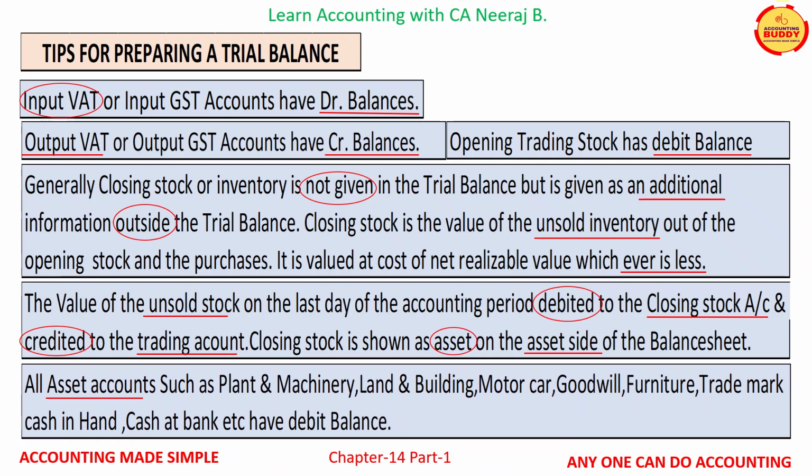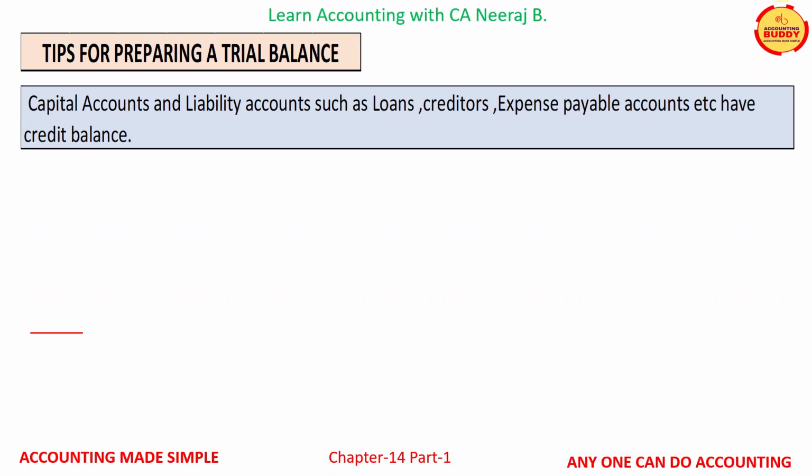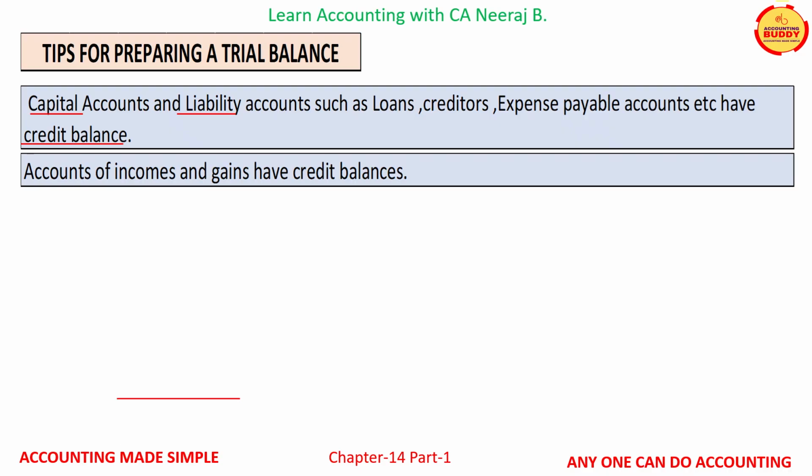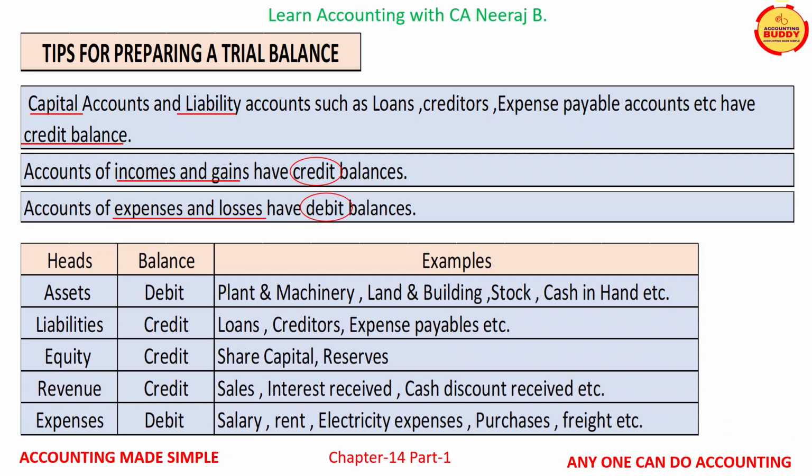All asset accounts such as plant and machinery, land and building, motor, goodwill, furniture, trademarks, cash in hand, cash at bank, etc. have debit balances. Capital accounts and liability accounts such as loans, creditors, expenses payable accounts, etc. have credit balance. Accounts of income and gains have credit balances. Accounts of expenses and losses have debit balances. Always remember the below table.